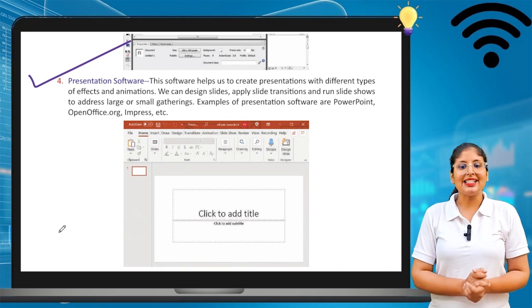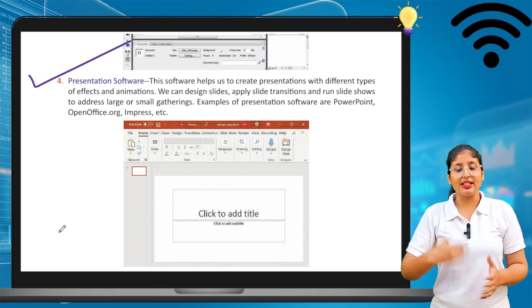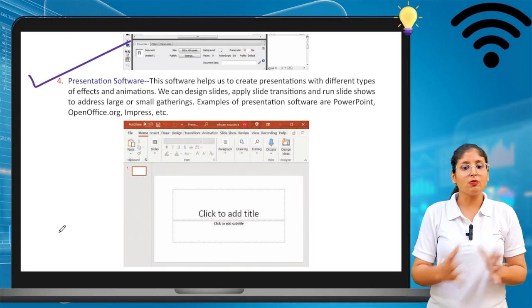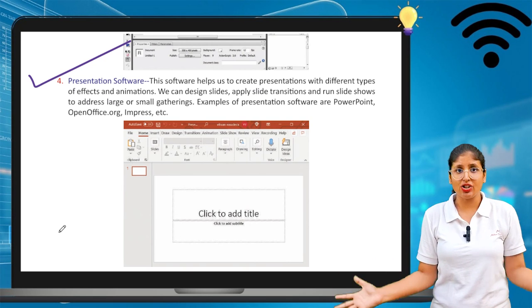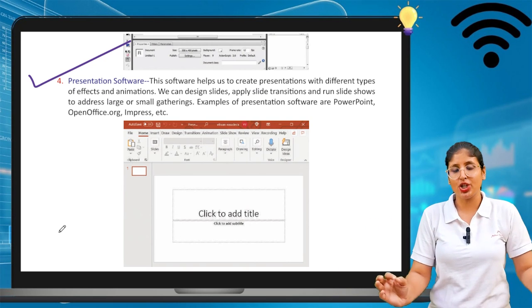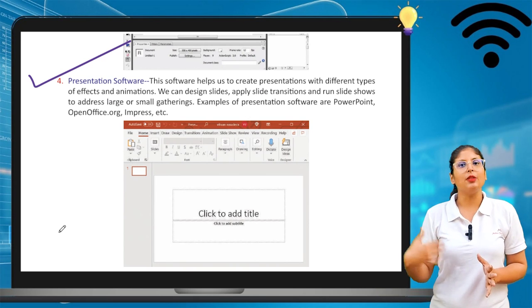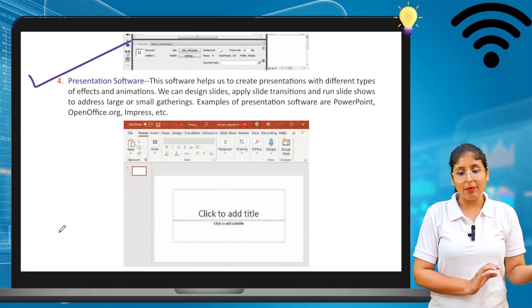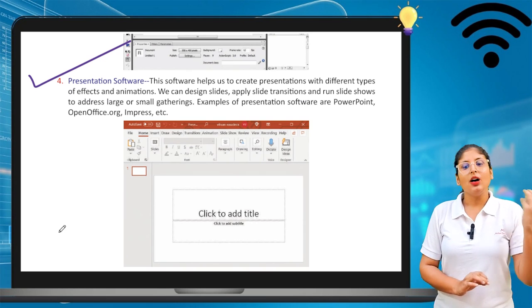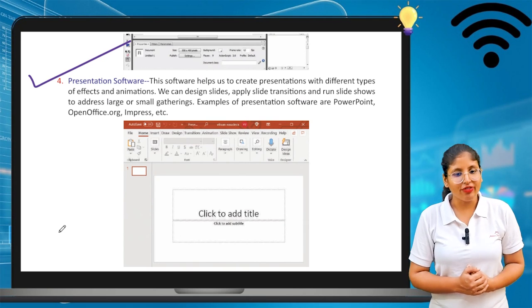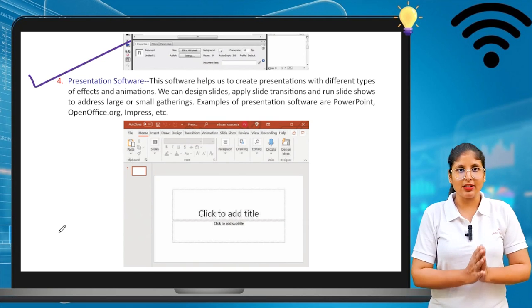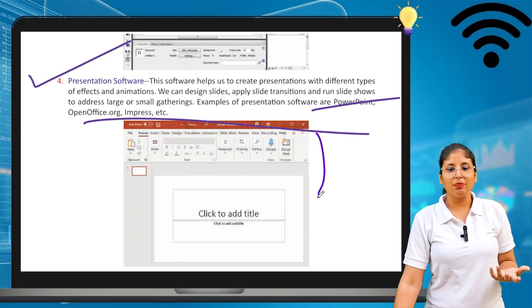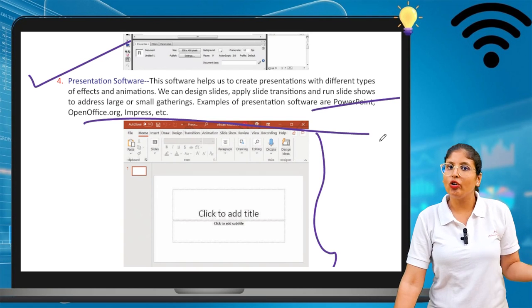We can design slides, apply slide transitions, and run slide shows to address large or small gatherings. For small and large gatherings, we can make presentations and run them with the help of projectors. Examples of presentation software are PowerPoint, OpenOffice.org Impress. With the help of these software, we can make very interesting and beautiful presentations for your school and your offices.